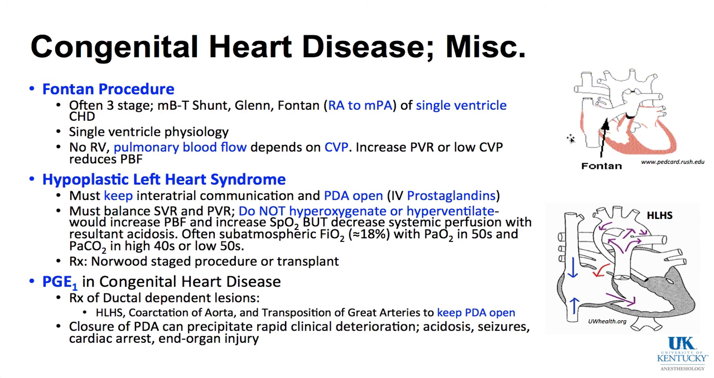Now, the Fontan procedure is often the last procedure in the management of a patient with a single ventricle. They often go through a modified Blalock-Taussig shunt, i.e. a 3.5 to 4 millimeter Gore-Tex tube graft, teeny little one, going between the subclavian and the pulmonary artery. They grow a little bit, then a Glenn, SVC to pulmonary artery, and then a Fontan, the right atrium to the main pulmonary artery.